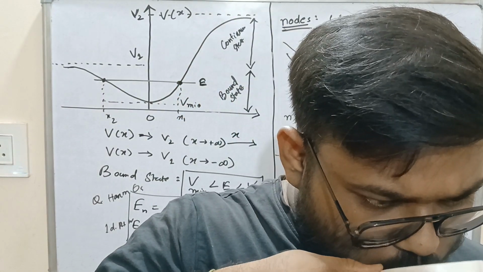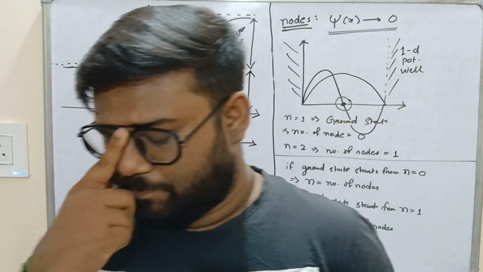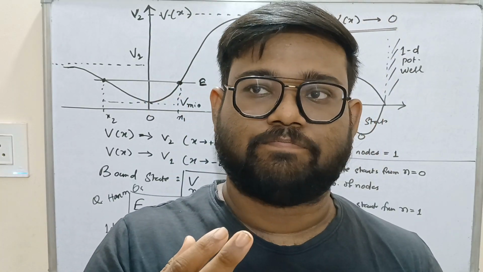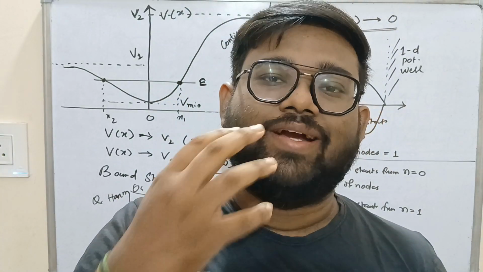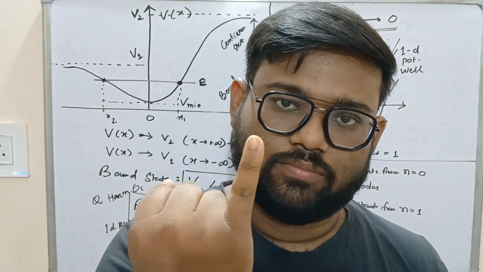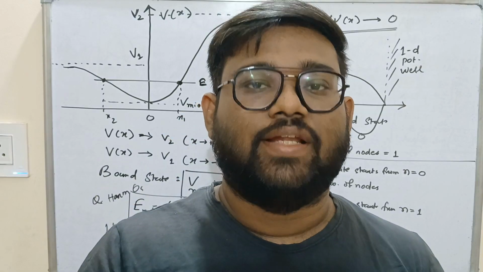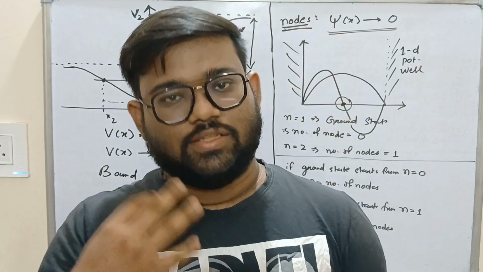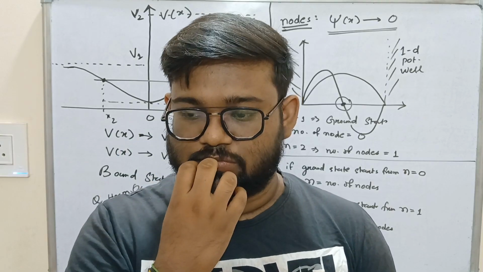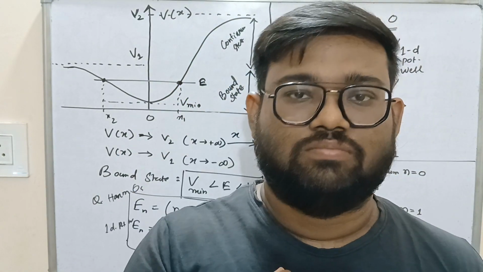Now, we also found out one more thing: in a bound state, when we are taking one-dimensional potentials, first of all, it has to be discrete. Second of all, it has to be non-degenerate in nature. Now, what is non-degenerate? There is something called degeneracy. What is degeneracy? Degeneracy means having the same value.